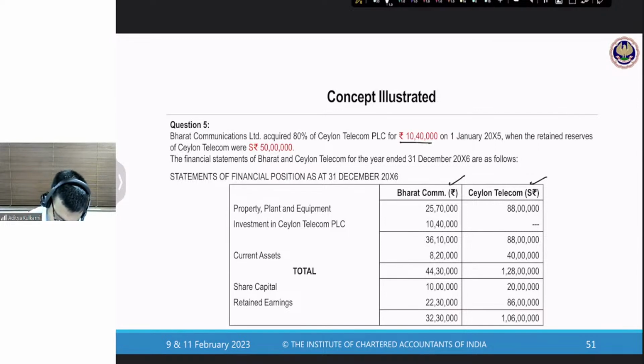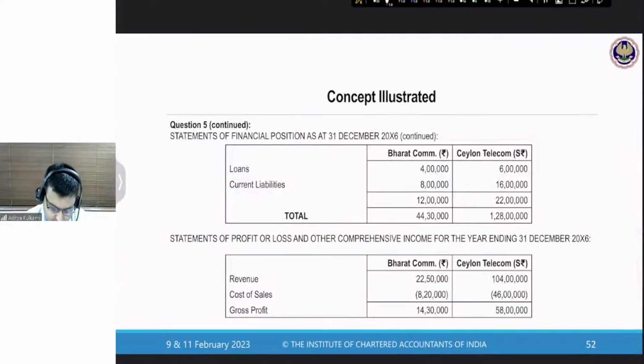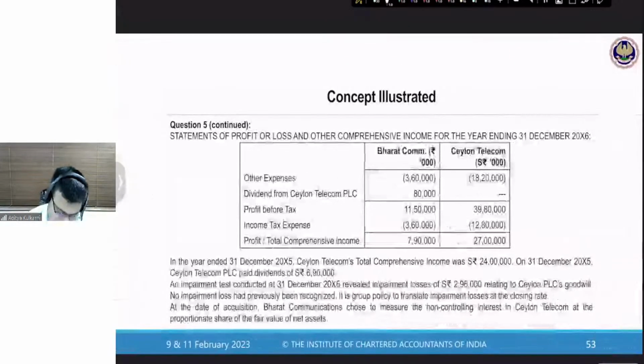So property, plant and equipment, investment in Ceylon, current assets, share capital, retained earnings. Statements of financial position as at 31st December continued. You have loans and current liabilities. Statements of profit or loss and other comprehensive income for the year ending 31st December. You have revenue, cost of sales, other expenses, dividend, profit before tax, income tax expense, total profit, total comprehensive income.